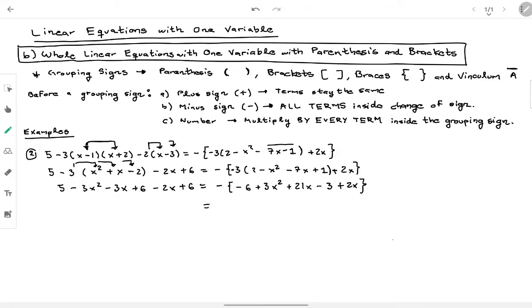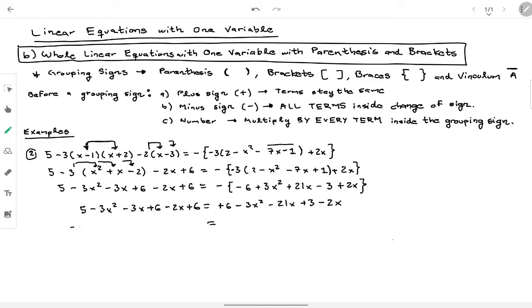Now we can take out the braces, and it's going to be plus 6 minus 3x squared minus 21x plus 3 minus 2x. And on the other part, it's going to be 5 minus 3x squared minus 3x plus 6 minus 2x plus 6. So let's check. On the left part of the equation, or the first member, we will put the x's, and the numbers will be on the second member of the equation, that is the right part of the equation.